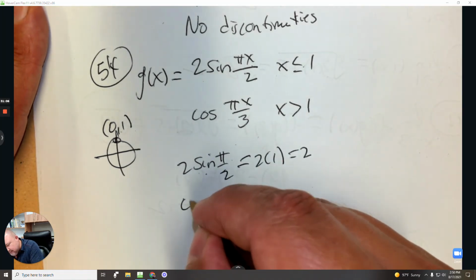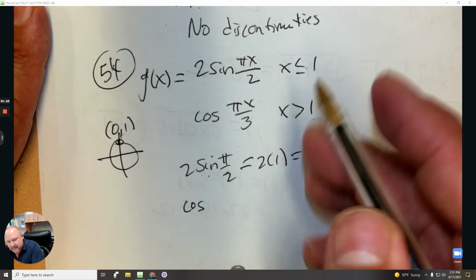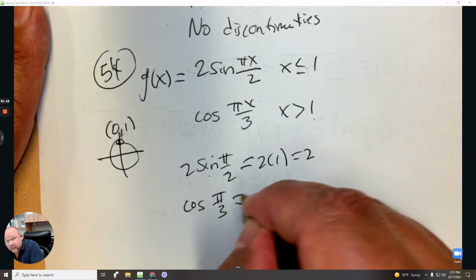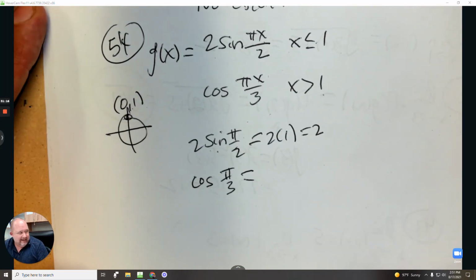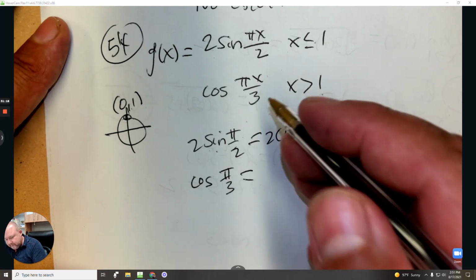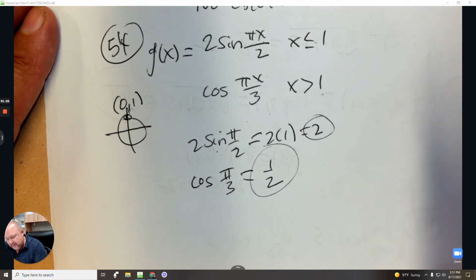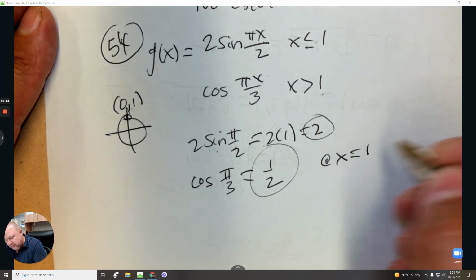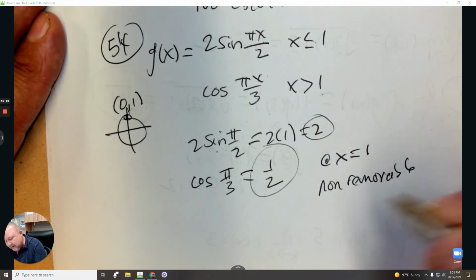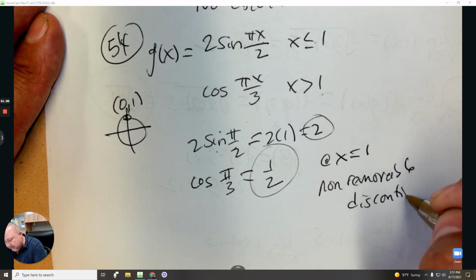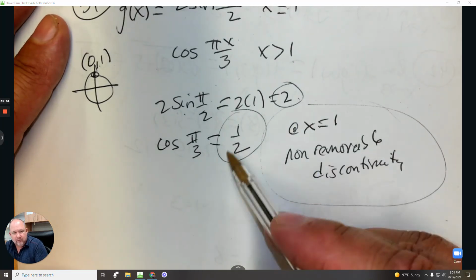If I plug 1 into the bottom piece, I get pi over 3. I can already tell these are two different answers. So there is a discontinuity at x equals 1. And there are two different answers here. So one is 2 and the other is half. So at x equals 1, there is a non-removable discontinuity. Again, why is it called non-removable? Because the limit doesn't exist there. And there's a jump, because there's two different answers here.